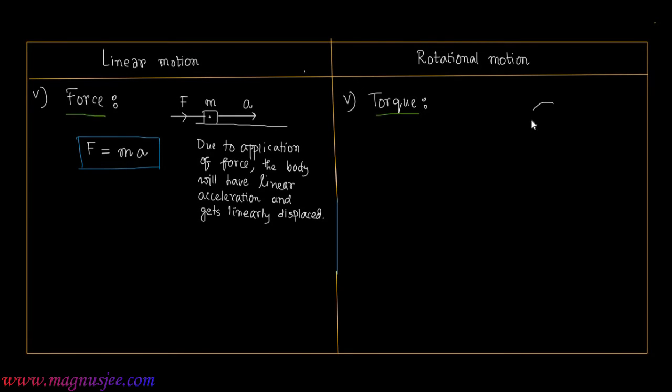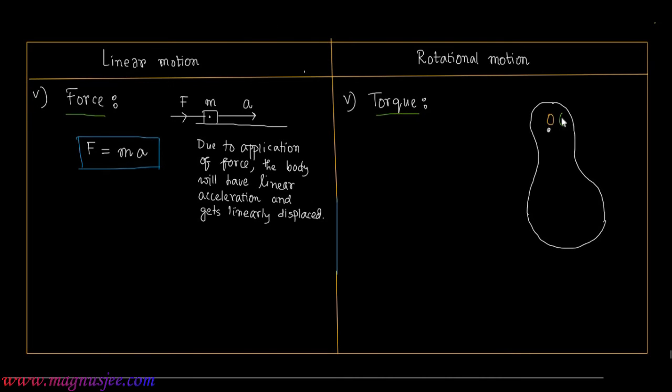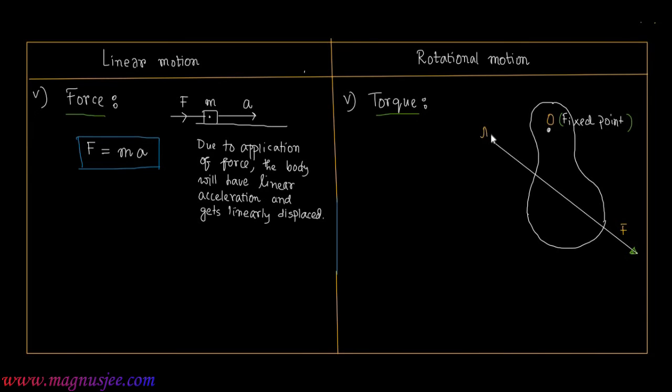On the right hand side, we can draw a body. This is a rigid body which has a fixed point O. O is the fixed point of the body about which the body can rotate. Now we can draw an imaginary line. This is the line along which a force is applied such that the body will rotate about the fixed point. AB is the line of action of force along which a force F is applied along this direction.